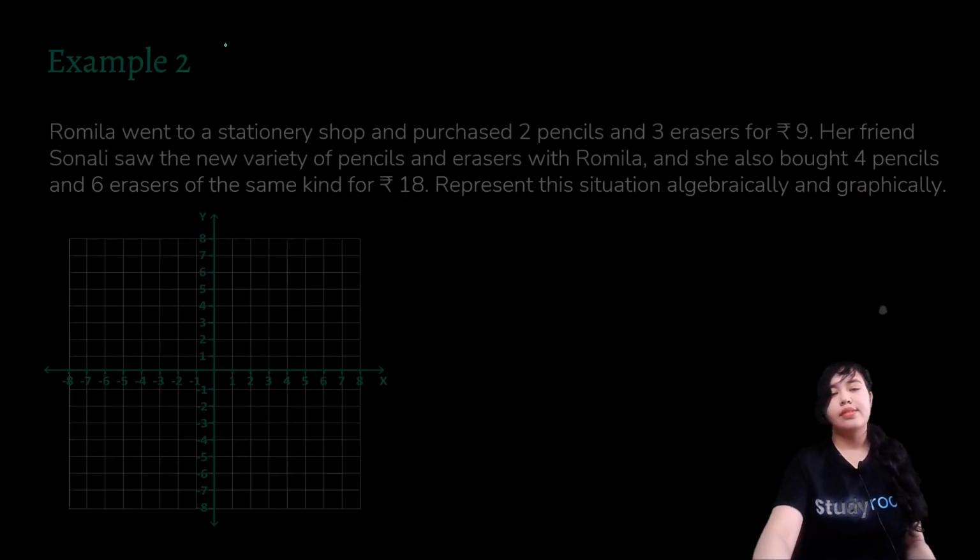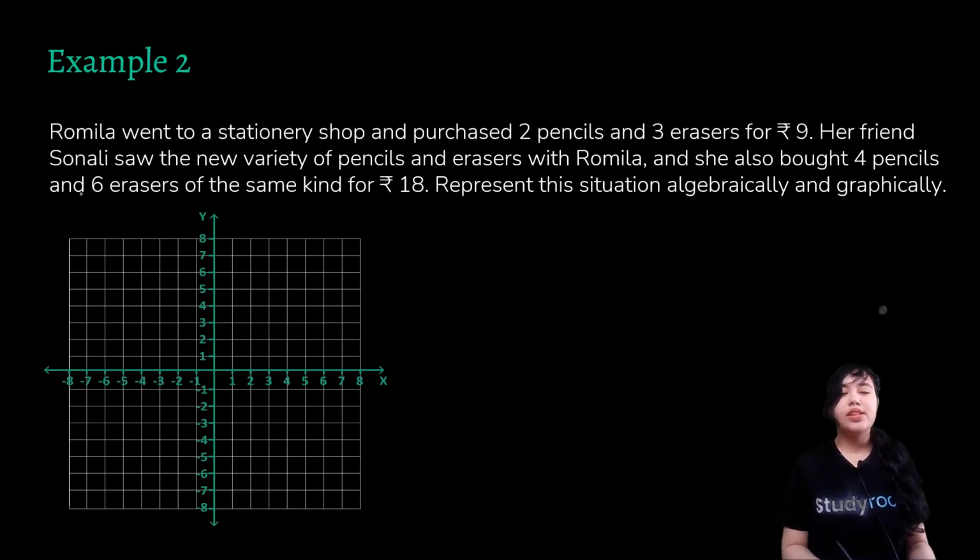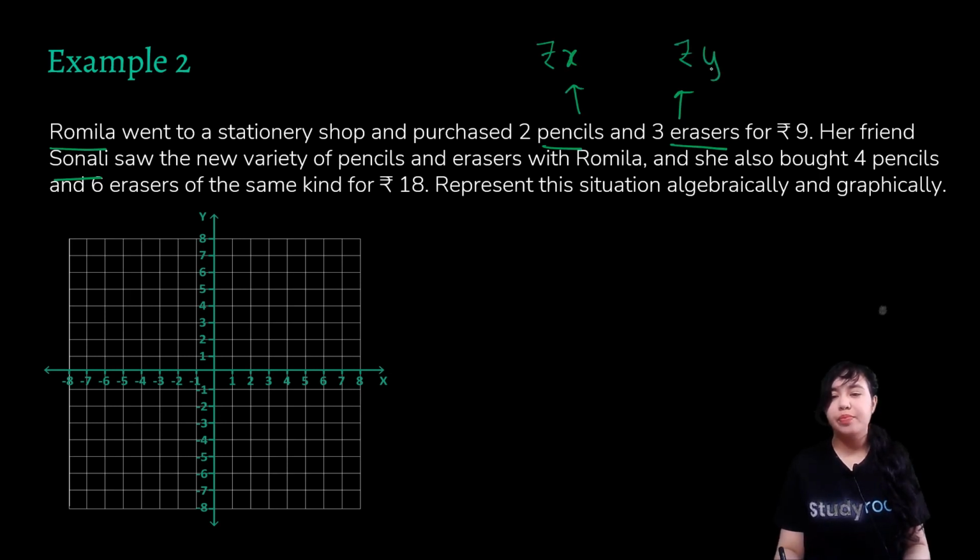Okay. Let's have 2 more examples for this. So now we are having 2 girls, Romila and Sonali, who visited a stationery shop. They purchased some pencils and some erasers. So the thing is that we do not know the price of one pencil and one eraser. So let's say the price of one pencil is rupees X and the price of one eraser is rupees Y.